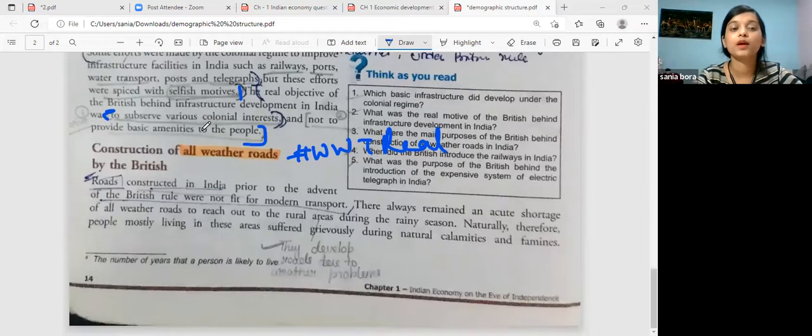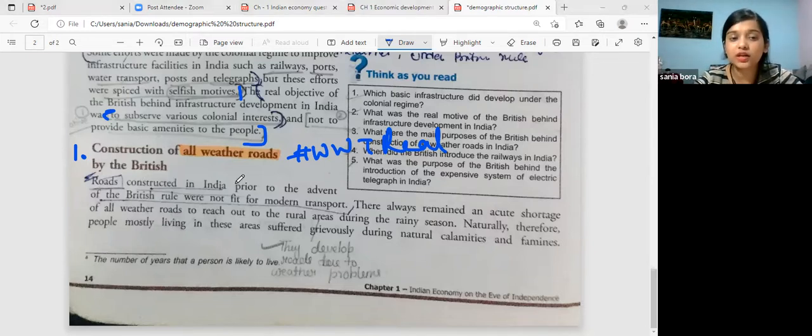Okay. Now, basically, the first thing was the construction of all-weather roads. So, what Britishers did, you'll just point it out like this first. Okay, coming to infrastructure, first they constructed the all-weather road. All-weather road is basically an all-seasonal road, which is going to last for all seasons. It's not only for the rainy season or something like that. It's for all seasons.